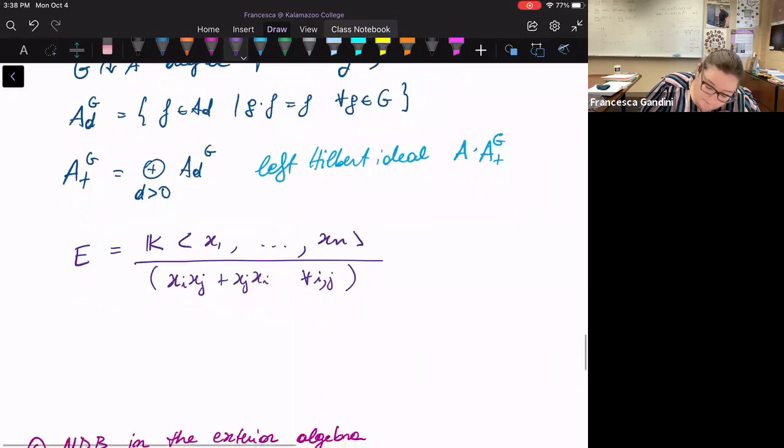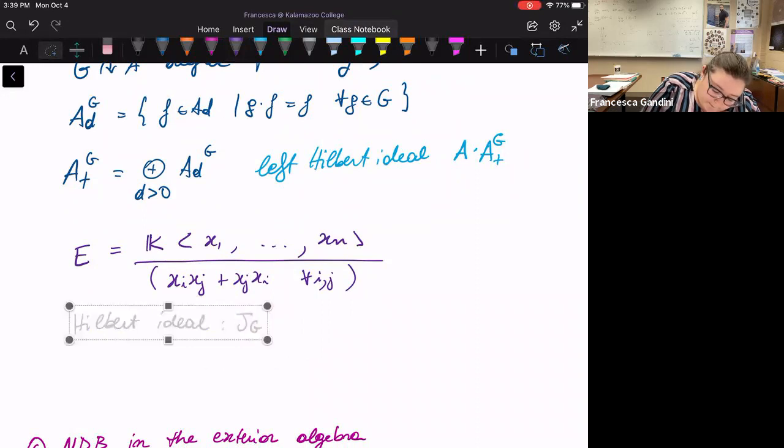Then if I denote the Hilbert ideal with JG, maybe I'll do this in light blue, and the ideal of the subspace arrangement, so the group arrangement ideal.